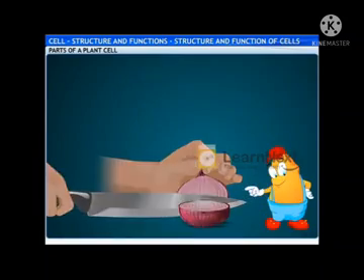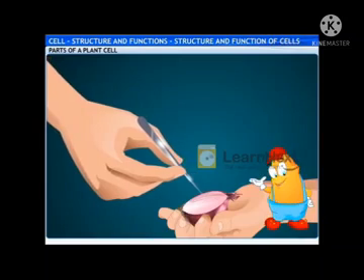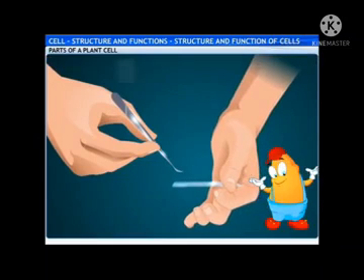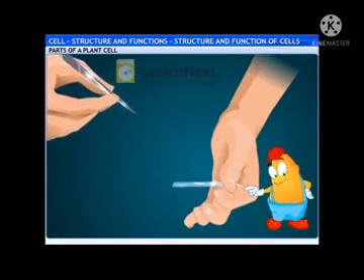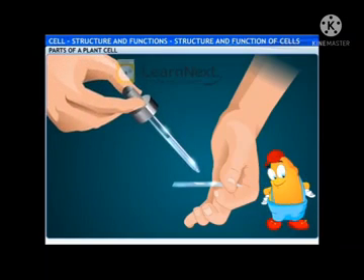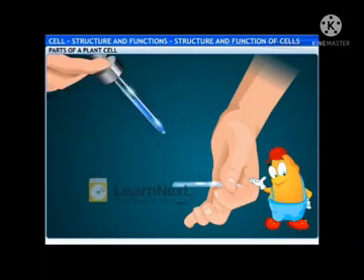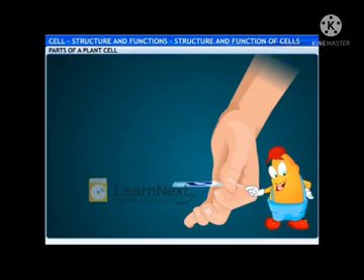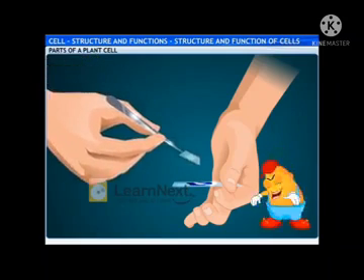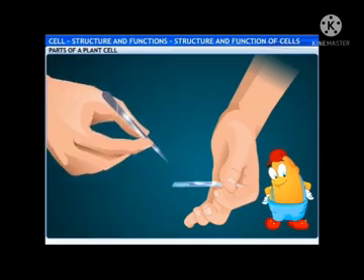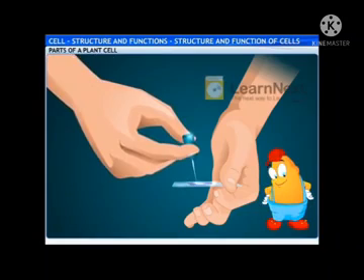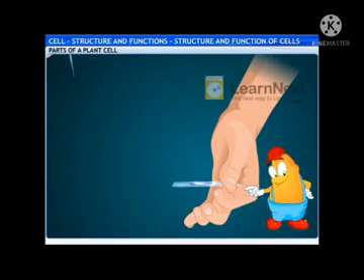Here's an onion bulb. To view the onion cell, you need to remove a thin peel from the onion bulb. Spread the peel on the glass slide and put a drop of water on it. Water will prevent the peel from drying. Then, add a drop of methylene blue solution to the peel. Place a cover slip on it. Tap the cover slip gently to prevent the formation of air bubbles in the slide. Now, the slide is ready.